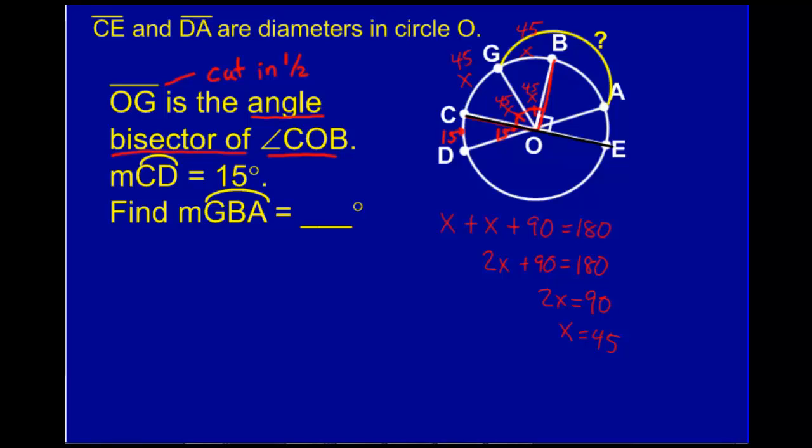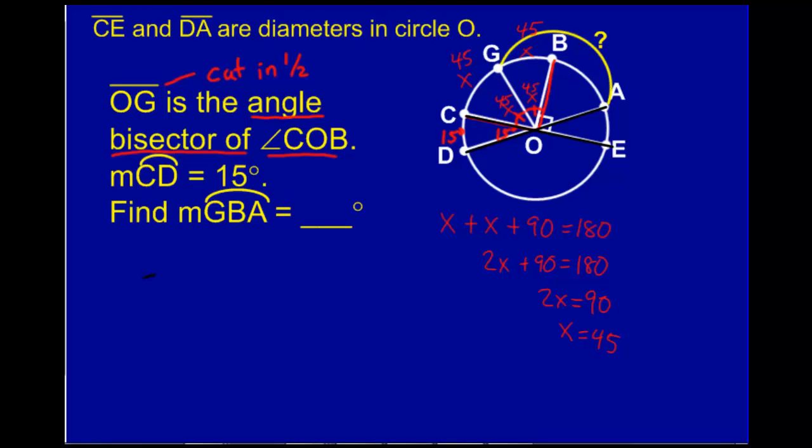Have we found all that we need yet? The answer is no, we haven't. We still need to find arc BA. This is where we have to keep ourselves focused, because things can get a little confusing if we're not paying attention to the detail. Now I have a new diameter there. I know this is 15, I know 45, 45, and that remaining part is going to be arc BA. So I'll begin to write that down here.